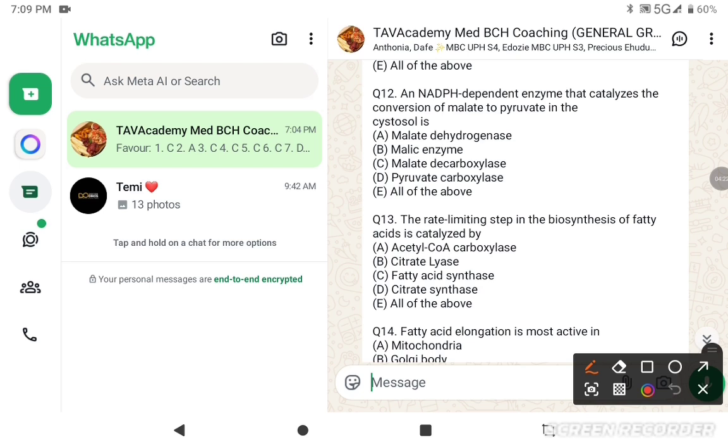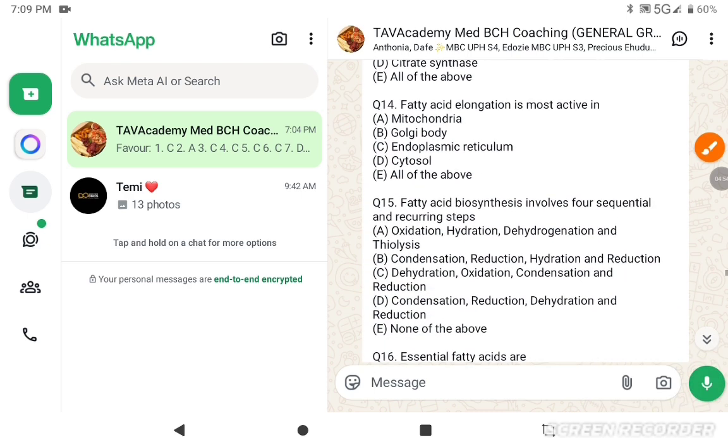An NADPH-dependent enzyme that catalyzes the conversion of malate to pyruvate in cytosol is called malic enzyme. So that's the enzyme there. Question 13 says, the rate limiting step in the biosynthesis of fatty acid is catalyzed by acetyl-CoA carboxylase. As we said, this enzyme is an ABC enzyme. Let me write that very well. It's an ABC enzyme, which means it needs ATP, it needs biotin, and it needs CO2. So it's an ABC enzyme.